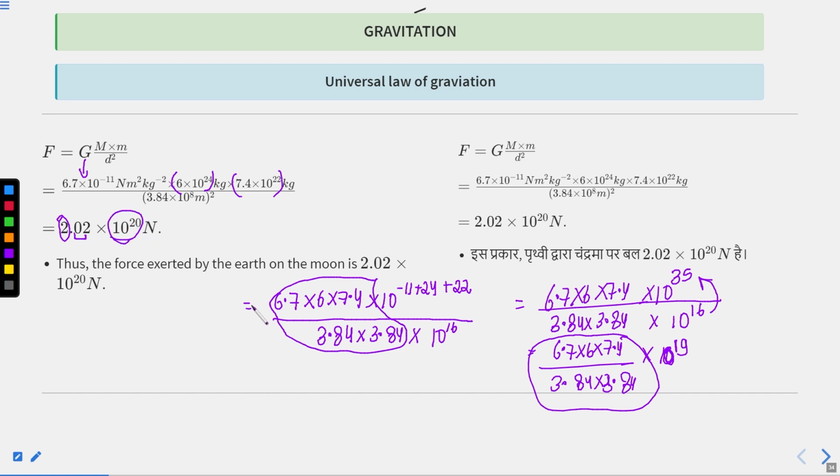So the force of attraction between the Moon and the Earth is approximately 2 into 10 raised to the power 20 Newton, which is a very huge number. Clear, class? It's a very huge number. And why is it so? Because the mass of Earth and the mass of Moon are very huge.